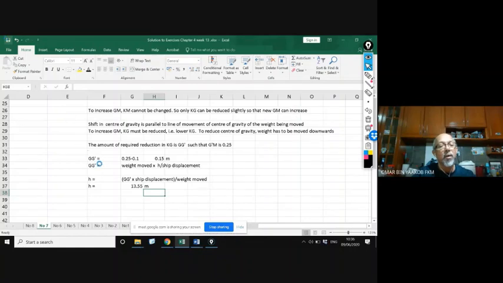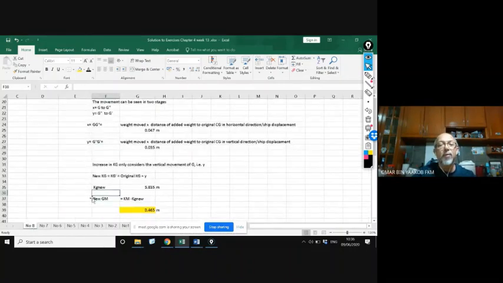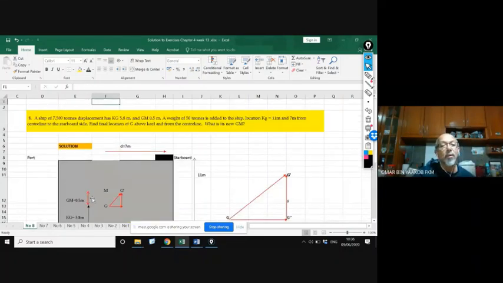And finally, for the last question, 8. A ship of 7,500 tons displacement has KG 5.8 meter, GM 0.5. A weight of 50 tons is added to the ship, location KG 11 meter and 7 meter from the center line to the starboard side. Find the final location of G above keel and from the center line.